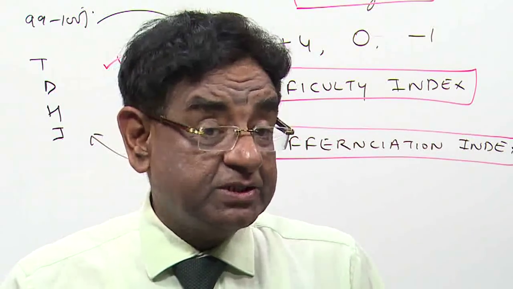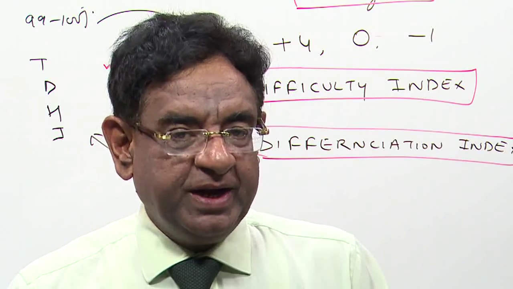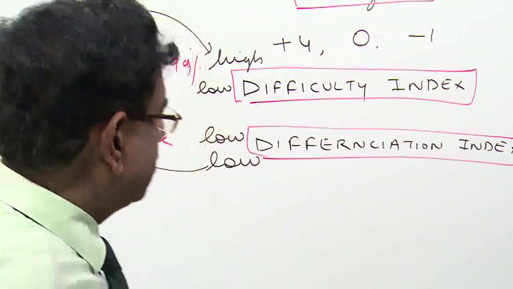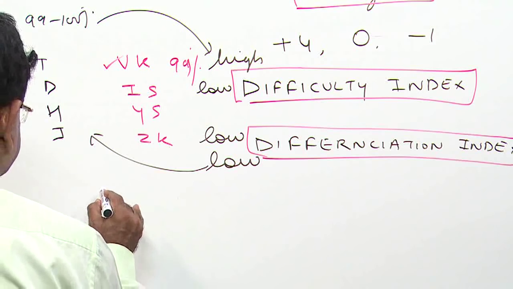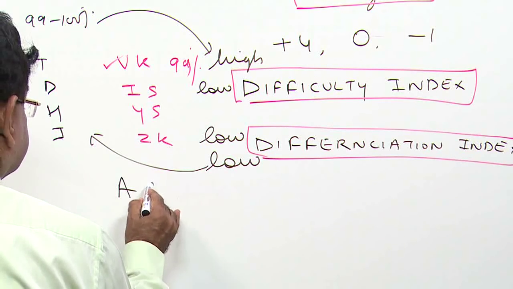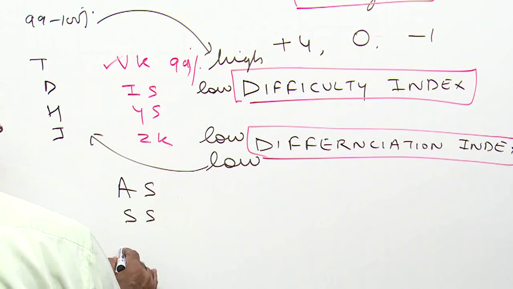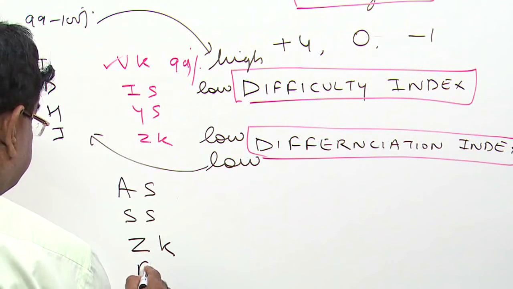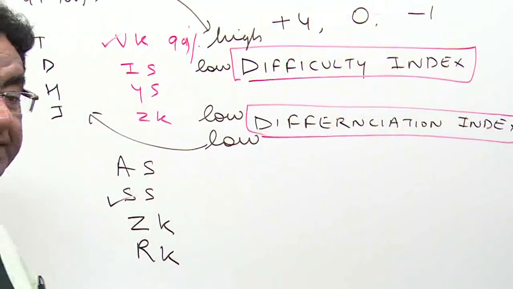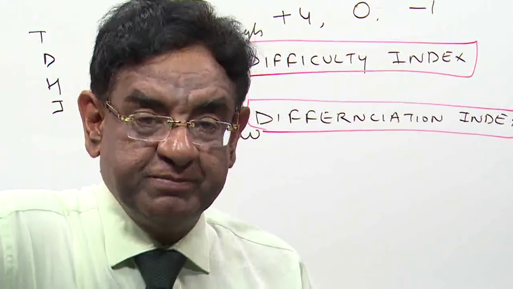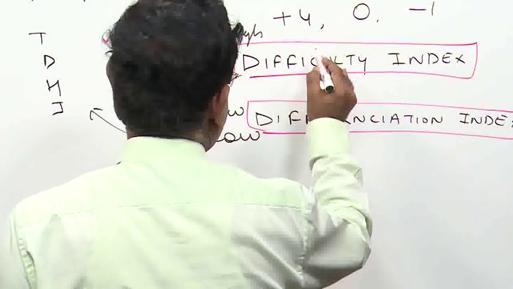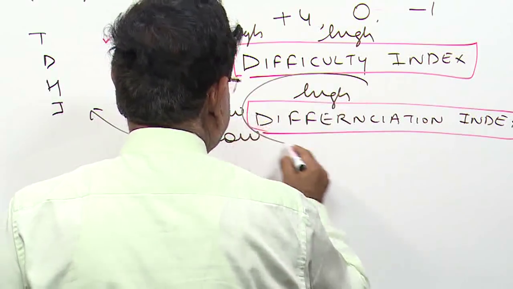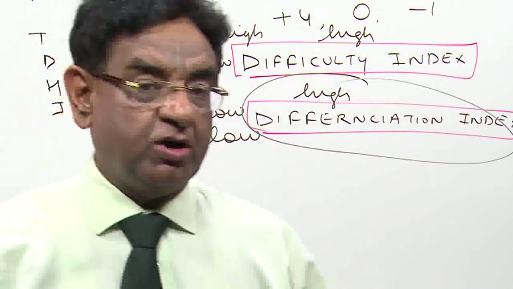Now if I ask you one question, who is the captain of the Indian hockey team? This question can be answered by only 10 to 20%. The options: Abhijit Singh, Sardara Singh, Zaheer Khan, or Ramesh Kumar. The answer is Sardara Singh, and this question can be answered by only 20%. So difficulty index is fairly high and differentiation index is fairly high. So we really want to differentiate who knows the subject or not.